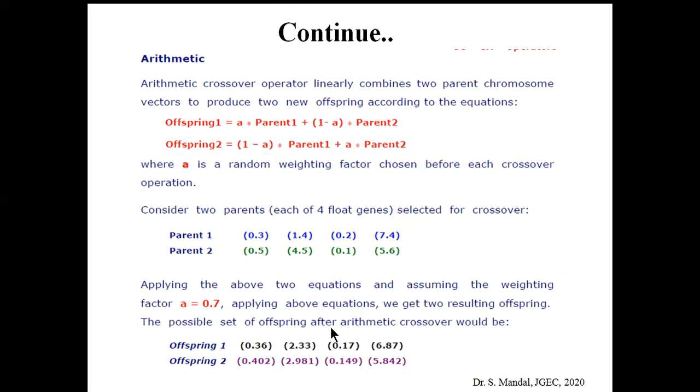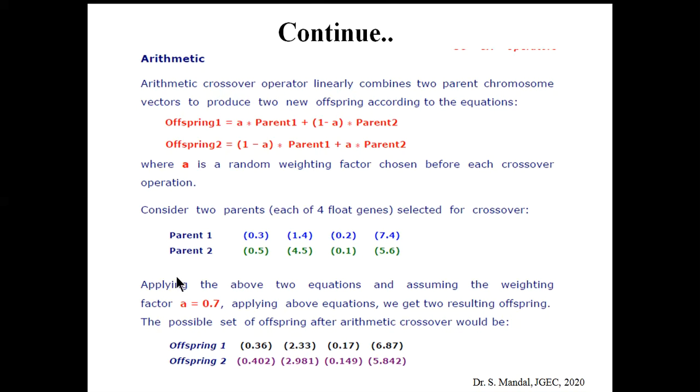Now coming to the arithmetic one. In the case of the arithmetic operator, we apply it directly on decimal numbers, like this. Suppose we select two parents, parent one and parent two. If we use this formula, offspring one is a times parent one plus (1 minus a) times parent two, and offspring two is (1 minus a) times parent 1 plus a times parent 2, then we will get the corresponding offspring, where a is a random value between 0 and 1. Okay, so it is the weighting factor for the corresponding crossover operation.